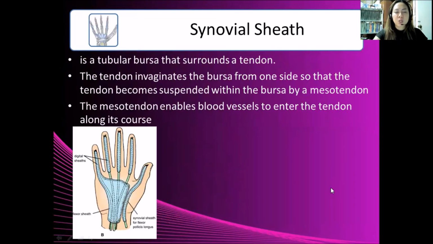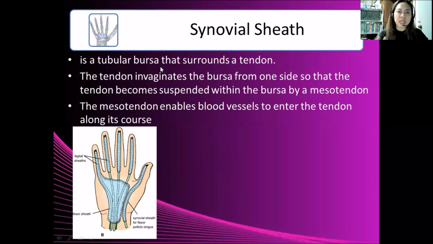Okay. So kung may bursa, meron ding sheaths, synovial sheaths. Ano ba tong synovial sheaths? It is a tubular bursa. Bursa pa rin siya. That surrounds naman a tendon. So binabalot niyo yung tendon.